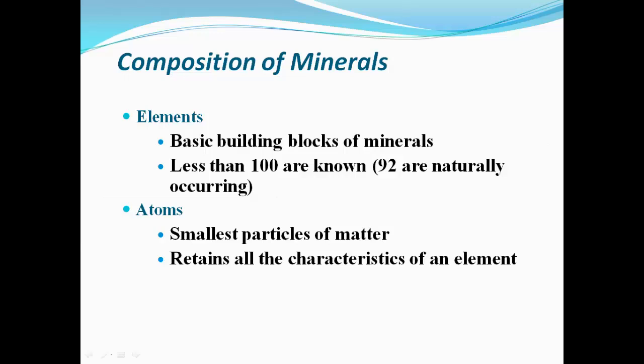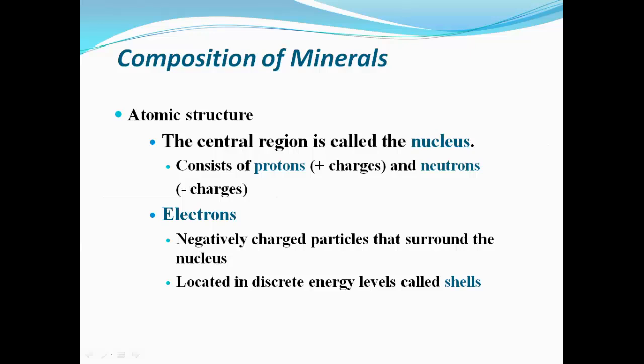Composition of minerals. Elements are the basic building blocks of minerals. Fewer than 100 are known, and 92 of them are naturally occurring. Atoms are the smallest particles of matter which retain all the characteristics of an element. The atomic structure: the central region is called the nucleus, which consists of protons, which are positively charged, and neutrons, which are neutral. Then around the nucleus, you'll find electrons. These are negatively charged particles that surround the nucleus. They're located in discrete energy levels called shells.